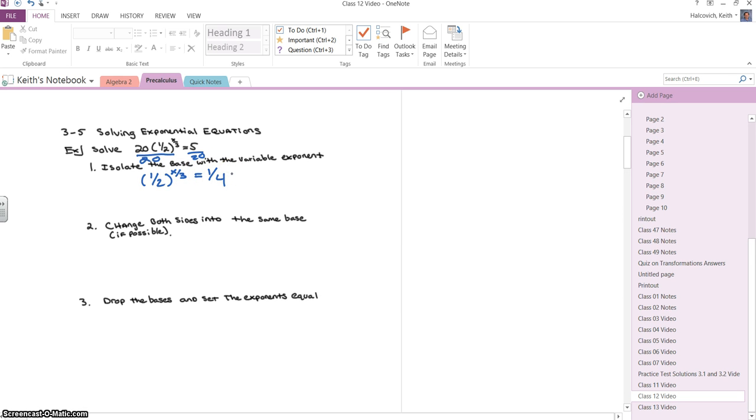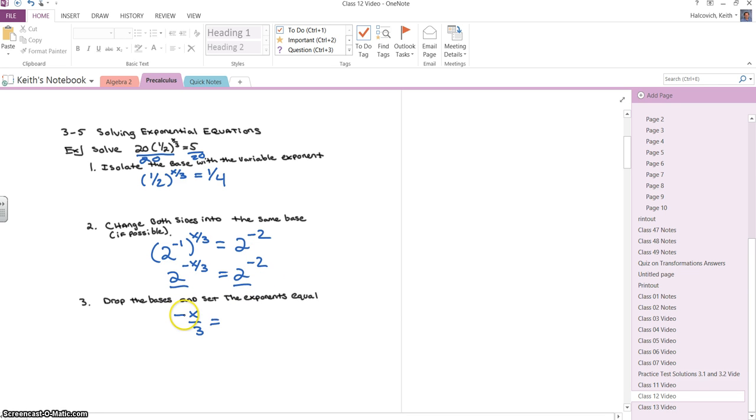Then we are going to change the base of both sides so that they are the same, if possible. If it's not, then we'll talk about what to do. But in this case, it is possible because 1/2 is to the negative first, and 1/4 is to the negative second. So if you notice here, this is actually 2 to the negative x over 3 equals 2 to the negative second. Since the bases are the same, we can drop them and set the exponents equal to each other.